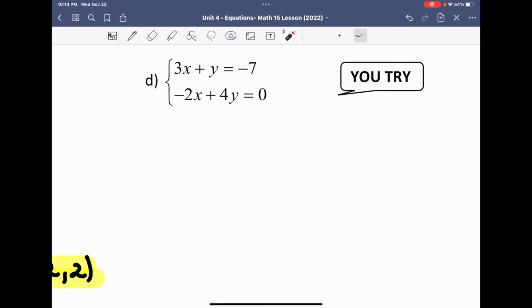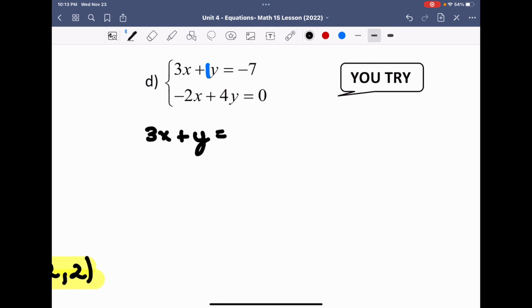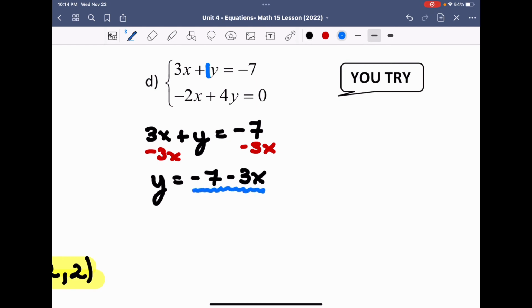We don't have a variable isolated, so what we have to do is look at our first equation and our second equation and say, which one has a coefficient equal to 1 on its variable? Well, we would realize in equation 1, we have a y value of 1y, so we're going to isolate for that y. 3x plus y is equal to negative 7. I'm going to subtract the 3x away, therefore leaving me with y is equal to negative 7 minus 3x. Now, we know the value of y in terms of x, so we're going to plug this in for our y in our second equation.